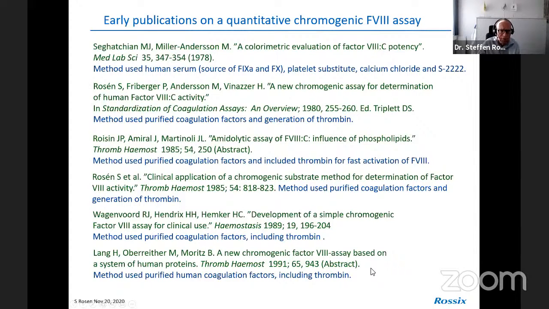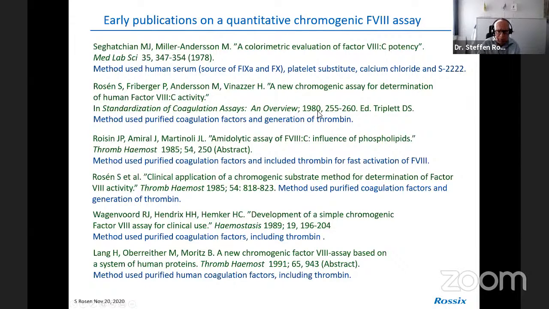Now, the same year as I was employed, 1978, there was a publication by Seghatchian and Mikaelsson-Andersson on the chromogenic factor VIII method. But this didn't work well. It was definitely not suitable to make a robust assay. I should mention that I don't have a medical background, and I was a protein biochemist in my education, so I had good use of purification knowledge.